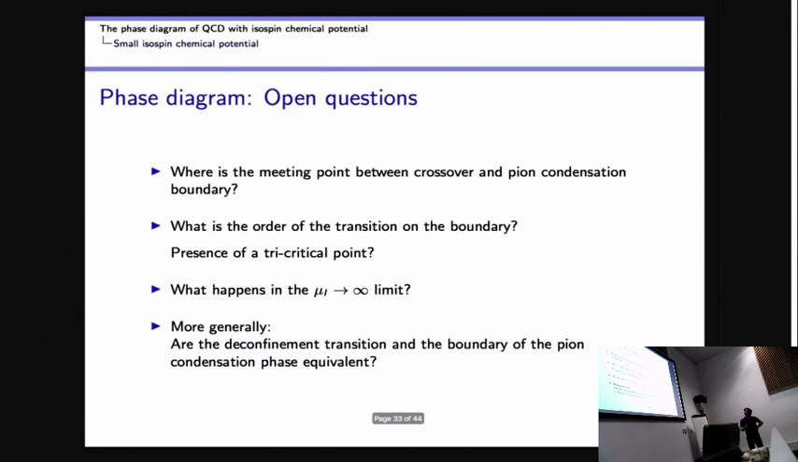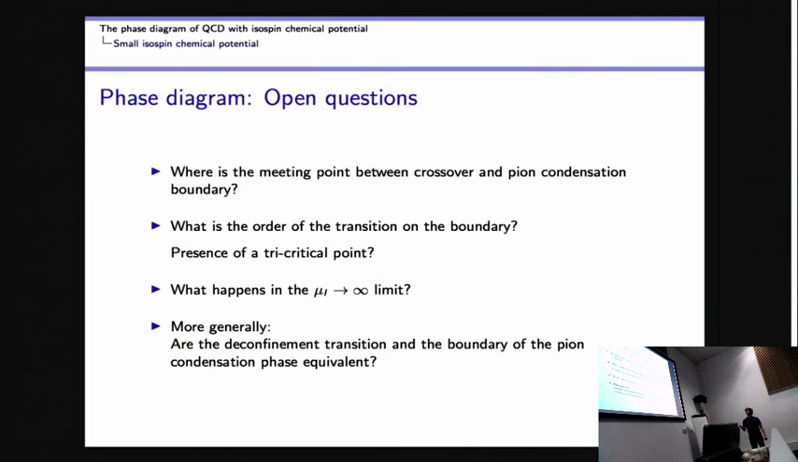All right. So there are, of course, a lot of open questions that we would like to answer. First of all, where is the meeting point between the crossover and the pion condensation boundary? What is the order of the transition on the boundary? Is there a tricritical point there? What happens in the limit when we really crank up μi and send it to infinity? And more generally, are the deconfinement transition and the boundary of the pion condensation phase equivalent? These are all questions that we would like to answer in the future, but we are certainly not there yet.